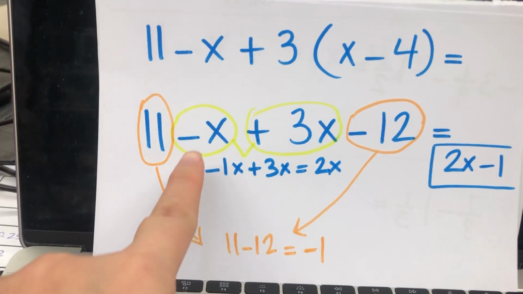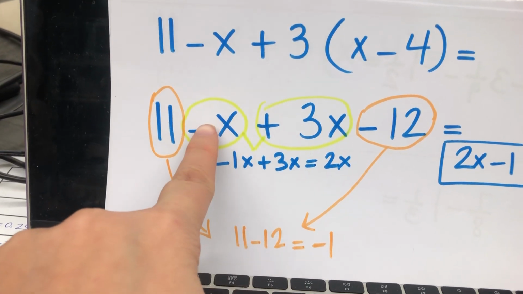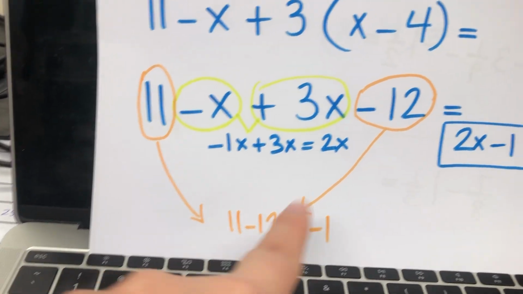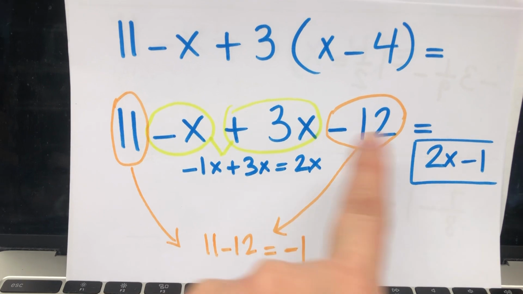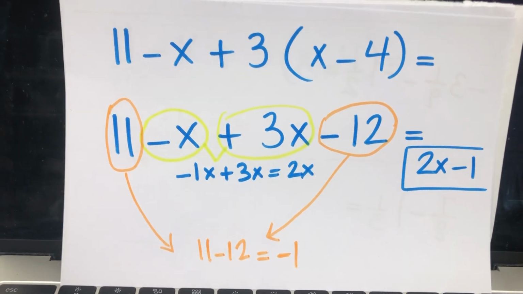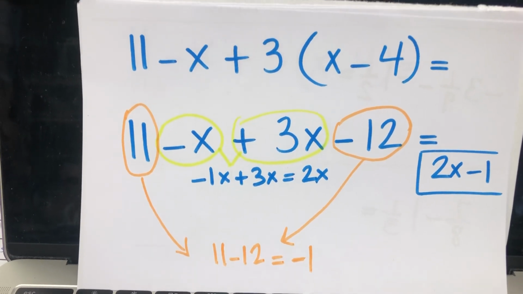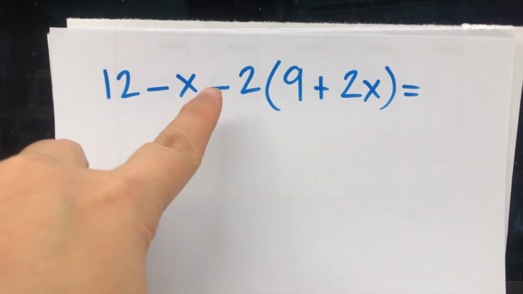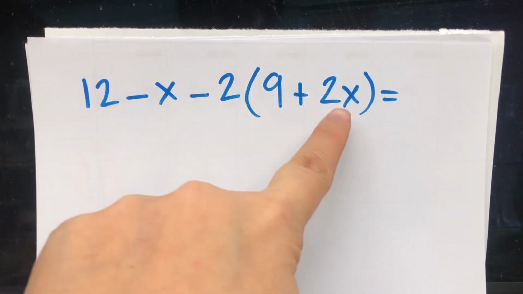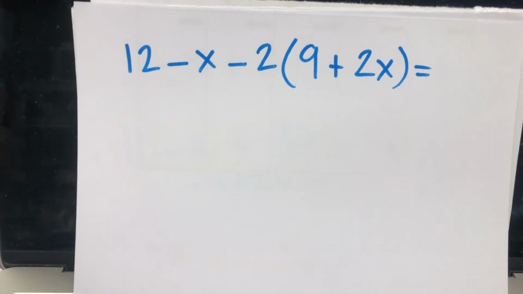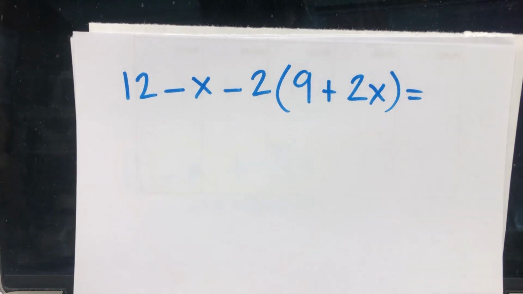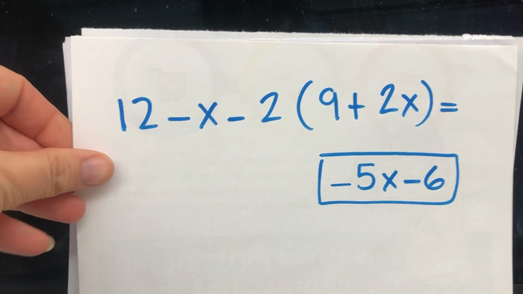I color-coded these two like terms, and these two are like terms, and I solved them here, and this is my final answer. So one more problem. 12 minus x minus 2 being distributed into 9 plus 2x. Again, pause the video, and this is your answer.